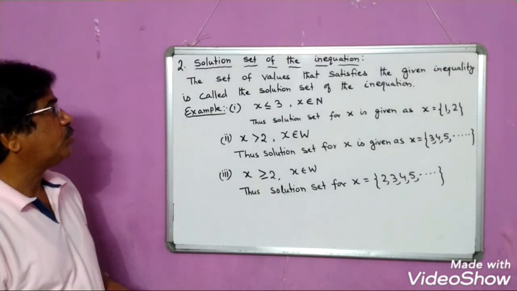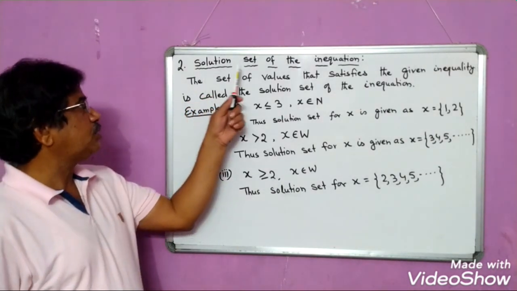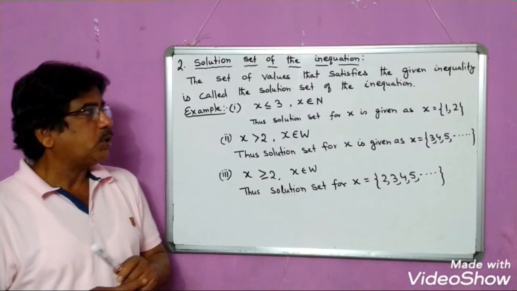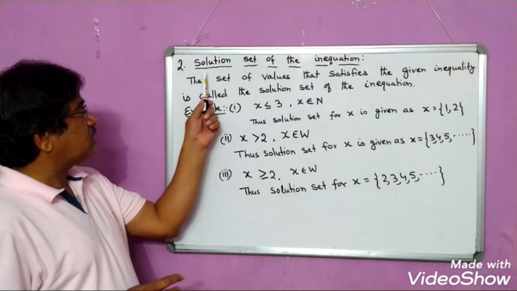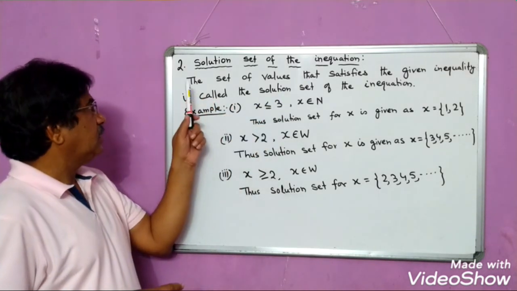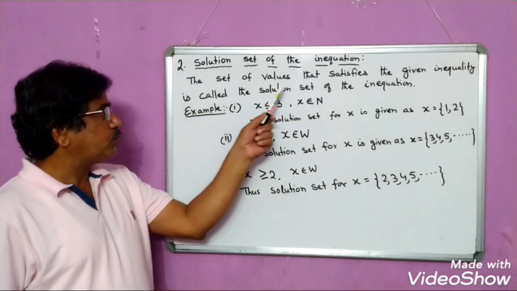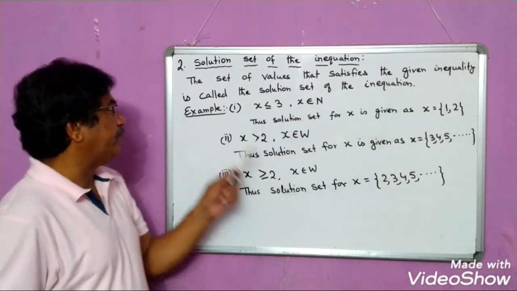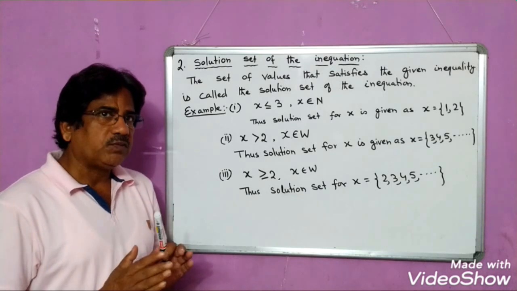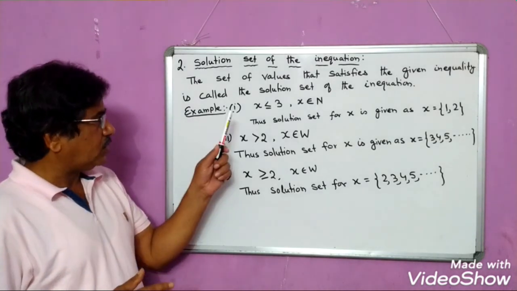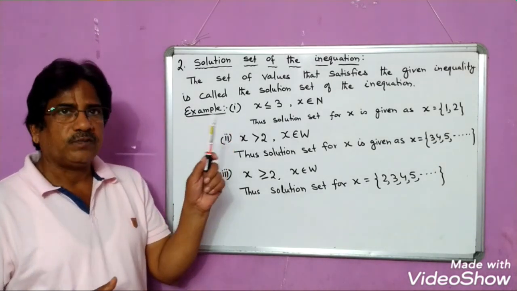Now, let us try to understand the term solution set of the inequation. When we solve the inequation, we will get its solution. So, what is this solution set? It says that the set of values that satisfies the given inequality is called the solution set of the inequation. When we solve it, we will find the value of the variable.